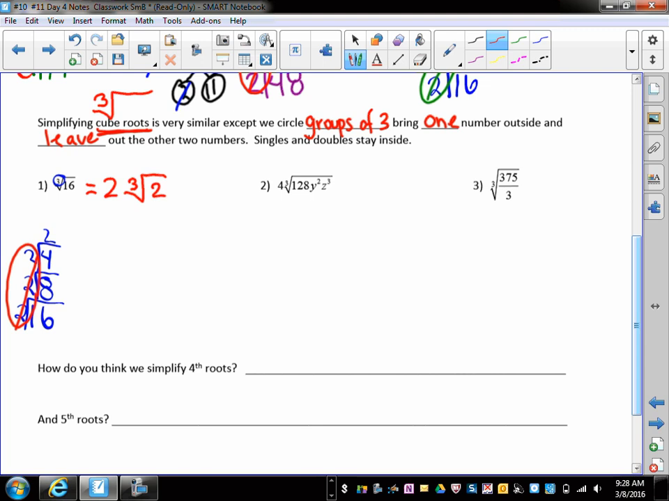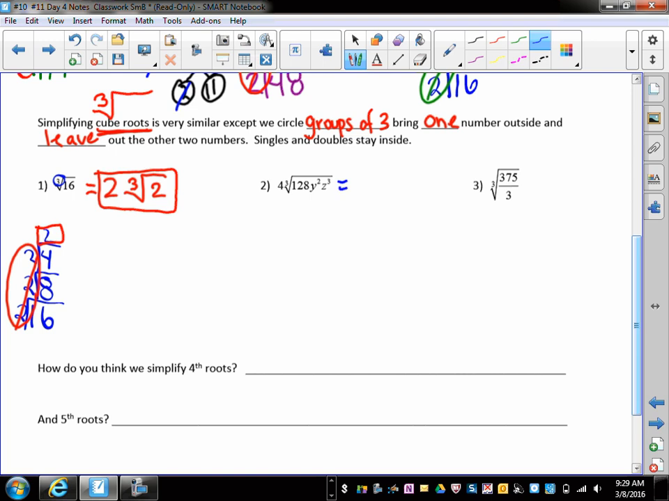Notice you need to be very careful that you follow the same index. If you would have left out your index here and said 2 square root of 2, that's not correct, because a square root of 2 is not the same as a cube root. Alright, so again, 3 of a kind comes out in front, and this 2 is left inside. Alright, next one.